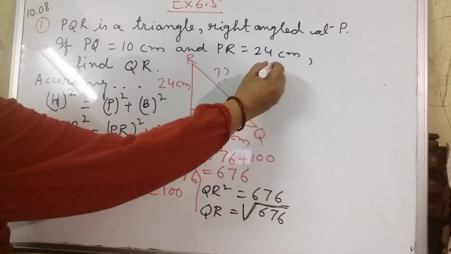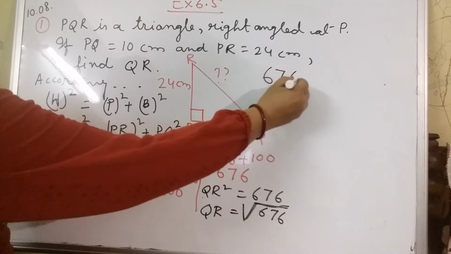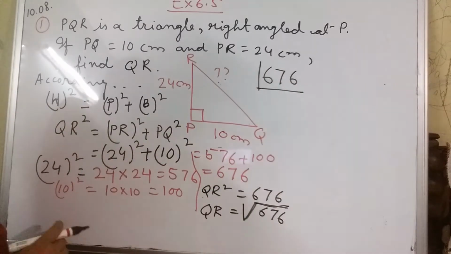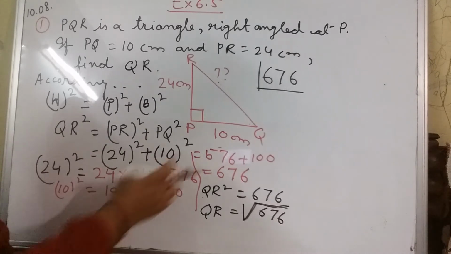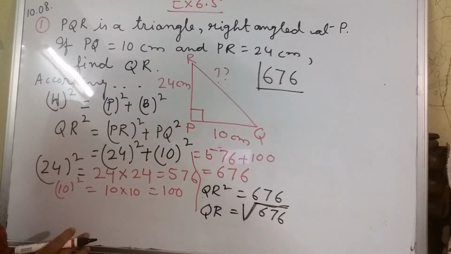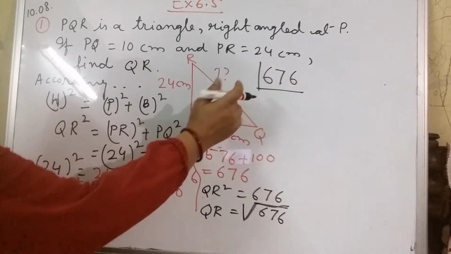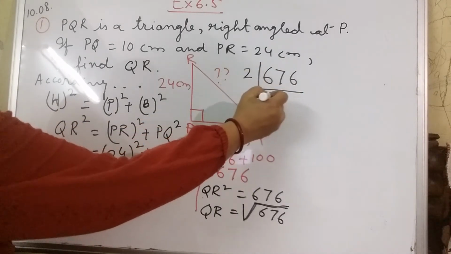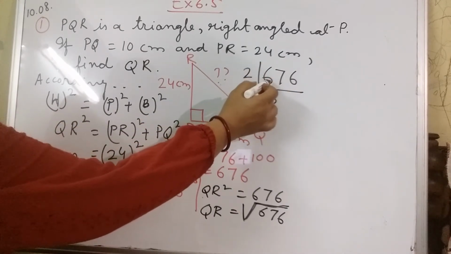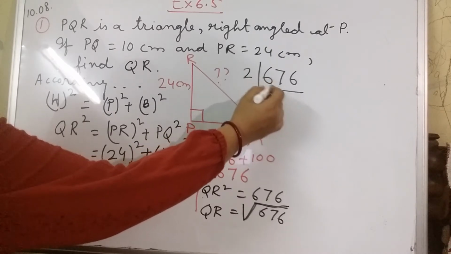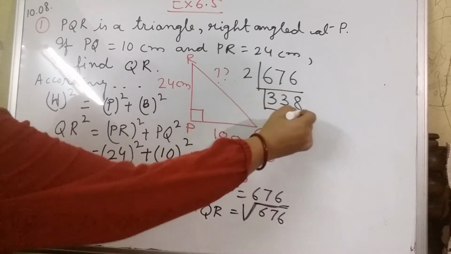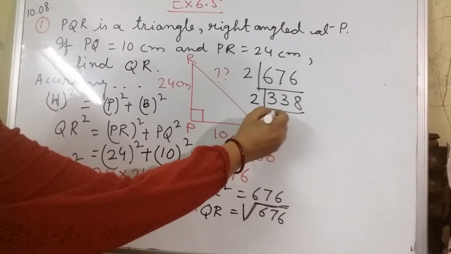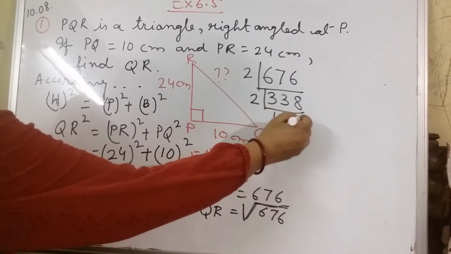Okay, so you have to find out the prime factors of 676. The smallest prime factor is 2. 676 will be divisible by 2 because the number ends with 6. If I divide it by 2, you will get 338. Again it is divisible by 2, so it will be 169.